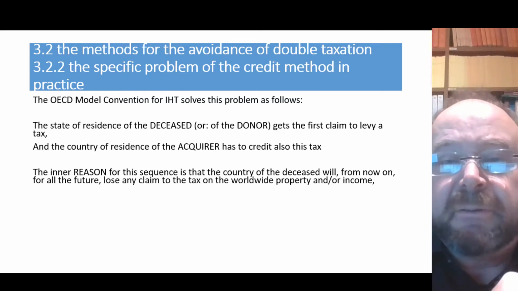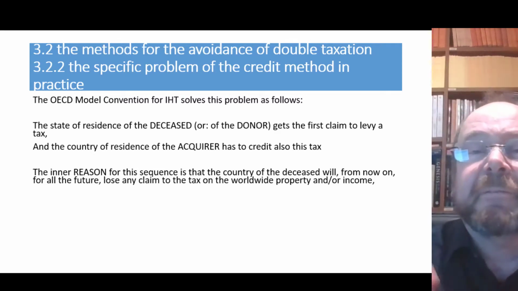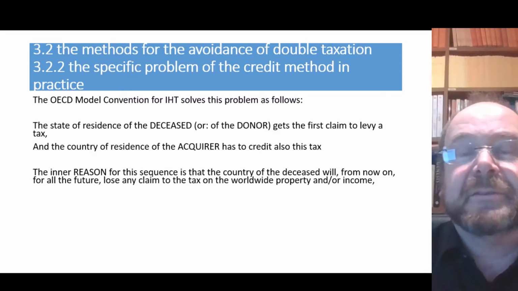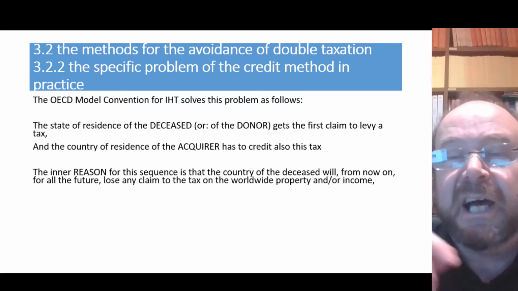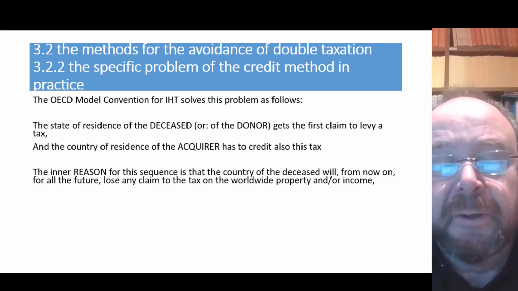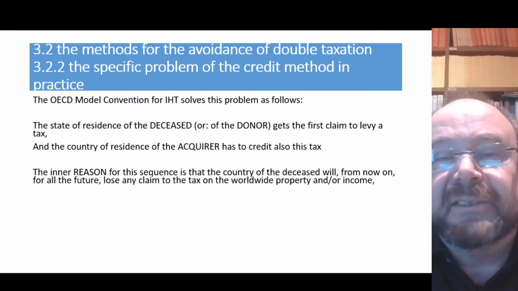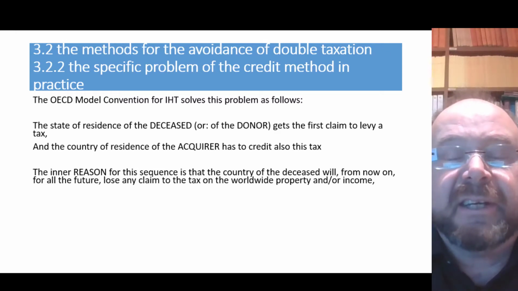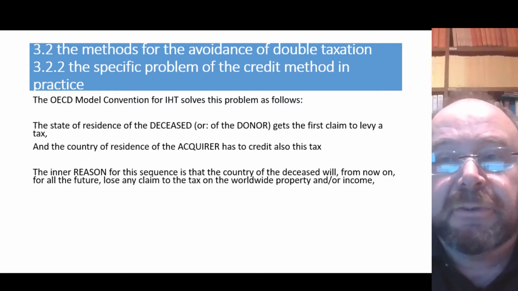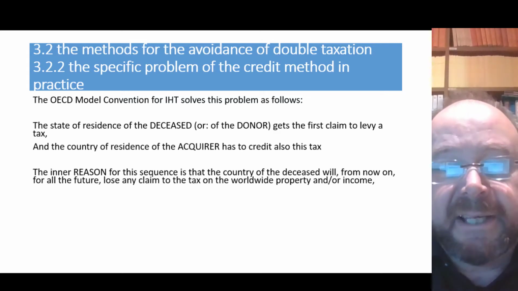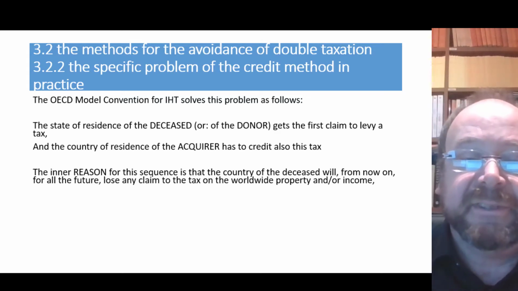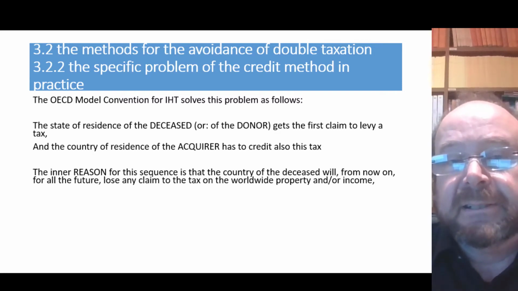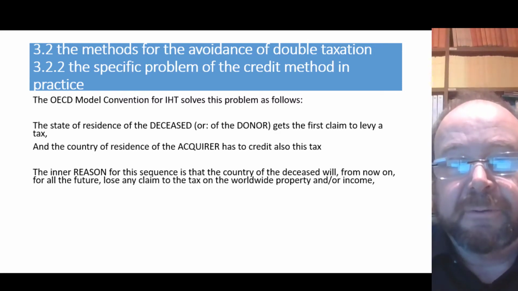The state of the acquirer will have to credit more taxes, but then in the future they have unlimited access to that worldwide property, which now belongs to the acquirer. So being more generous now is something which they can afford because they get huge opportunities for the future. And that is why the state of the deceased gets the priority over the taxation rights of the state of the acquirer.